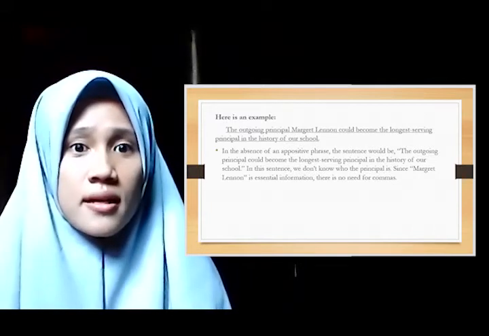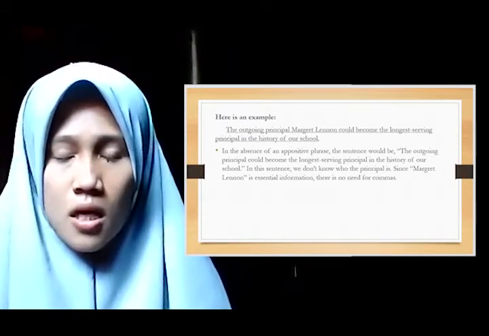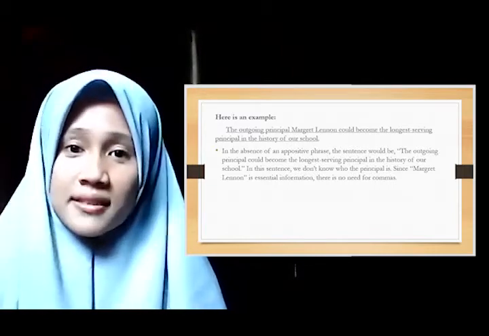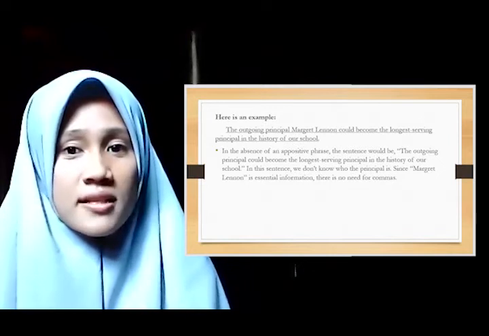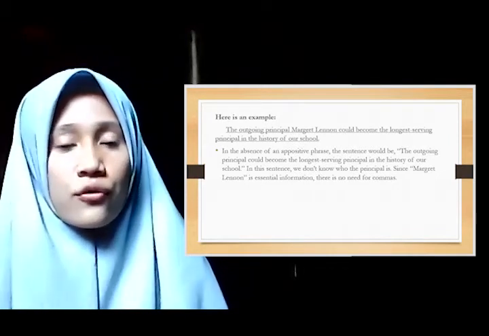Commas are the main area where people tend to make mistakes when using an appositive phrase. There are instances where commas are necessary while others are not. A comma is only necessary when the appositive phrase does not provide crucial information in a sentence. Here is an example. The Old Queen principal, Margaret Lennon Cole, became the longest-serving principal in the history of our school.